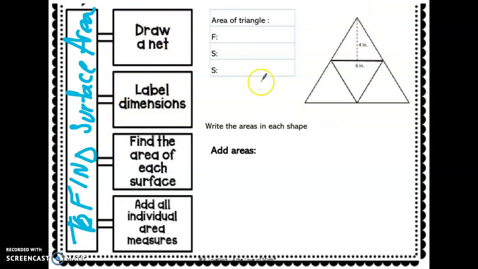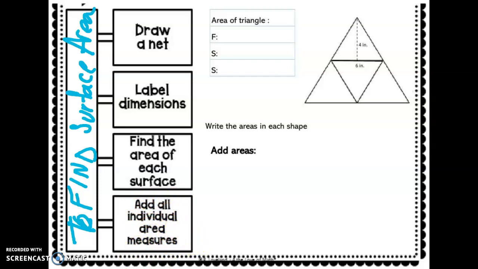When we unfold a shape like this, that is our net. Then we need to be sure that we label all of our dimensions, as in write your measurements here. We find the area of each surface, every face of this three-dimensional figure. And then once we have all of the areas, we need to add all of the individual area measures.